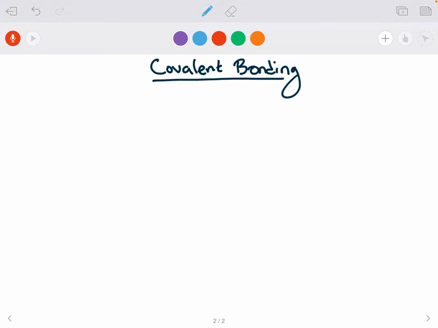Part 1 of the videos on bonding involved ionic bonding, generally between a positively charged cation that's a metal and a negatively charged anion that is a nonmetal. Today we're going to look at covalent bonding, which is the sharing of electrons between two nonmetals.